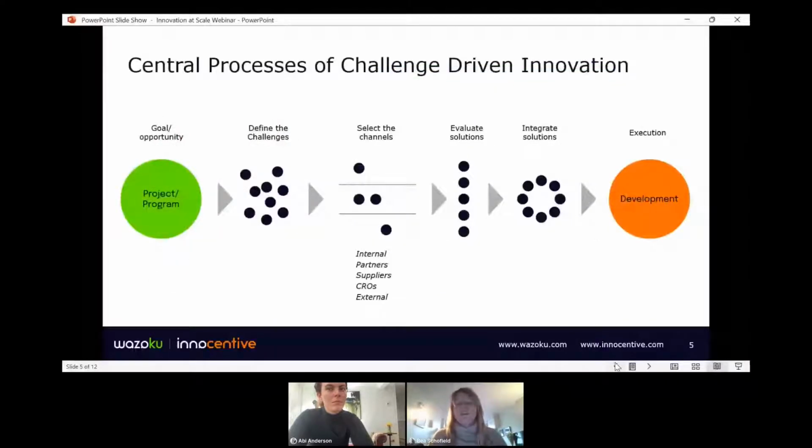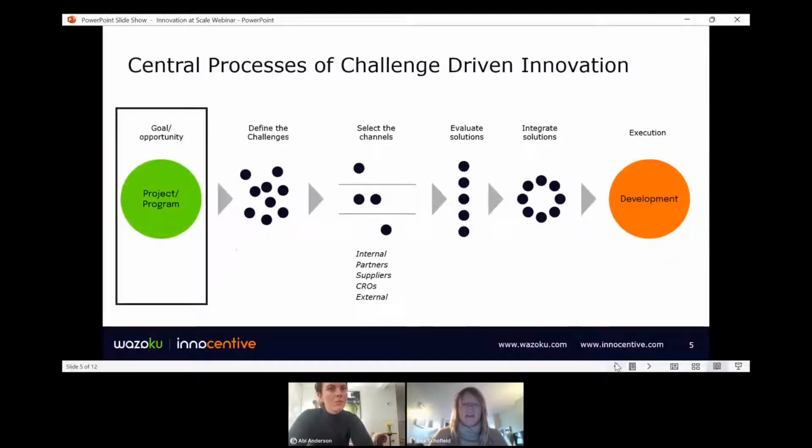Just a quick overview of the central processes of challenge-driven innovation. It works the same way, regardless of whether you're running a small challenge to 100 people, or you're going out to your entire organization. And it starts with the goal or opportunity. So understanding, what's that really big program goal? It might be something broad ranging, sustainability, even improving the customer experience, as a big program and something that's continually striving towards. And then breaking those down into more succinct challenges.